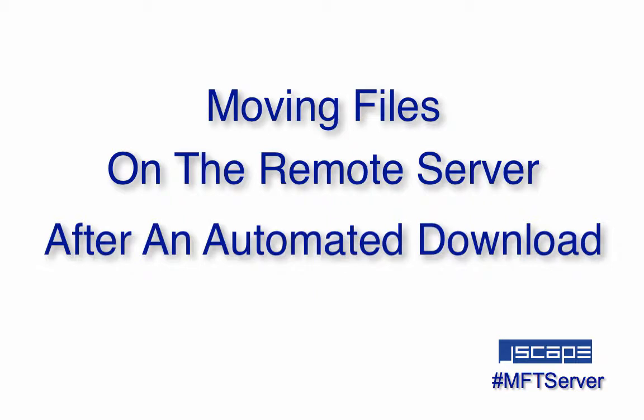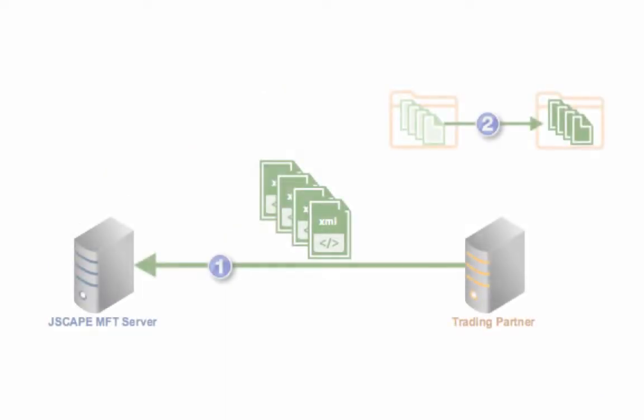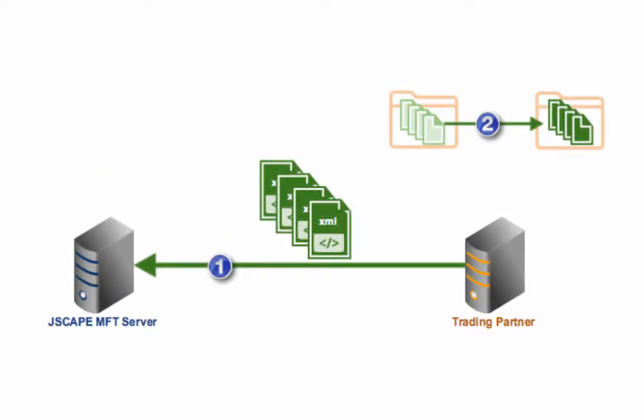In this video, we'll teach you how to set up Jscape MFT server so it can automatically move files on the remote server after an automated download. Here's an illustration of what we're trying to do. As soon as the automated download from a trading partner completes, that's step one, we'd like the downloaded files on the trading partner's side to be moved to another directory. So basically, this video is all about the configurations needed to perform step two.